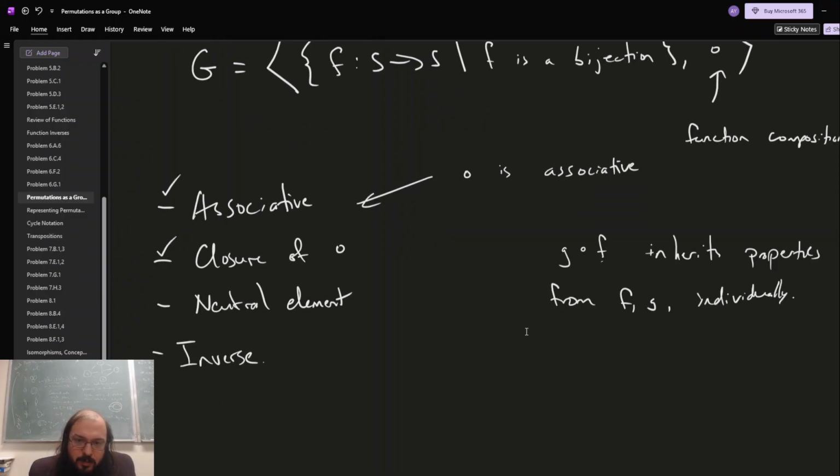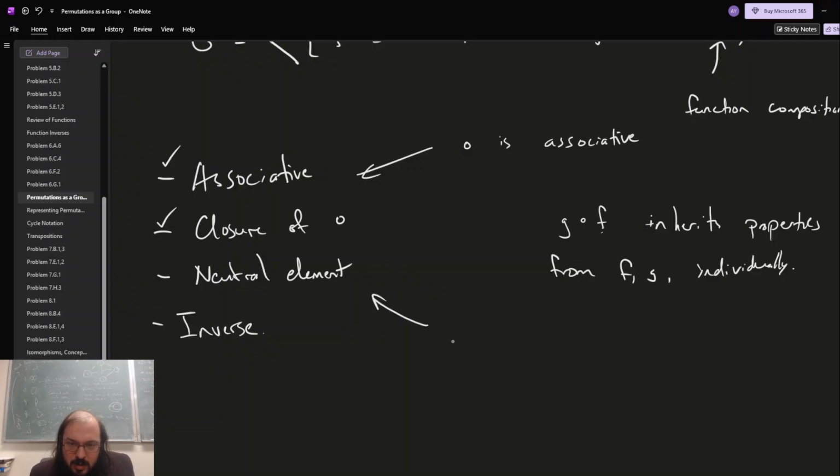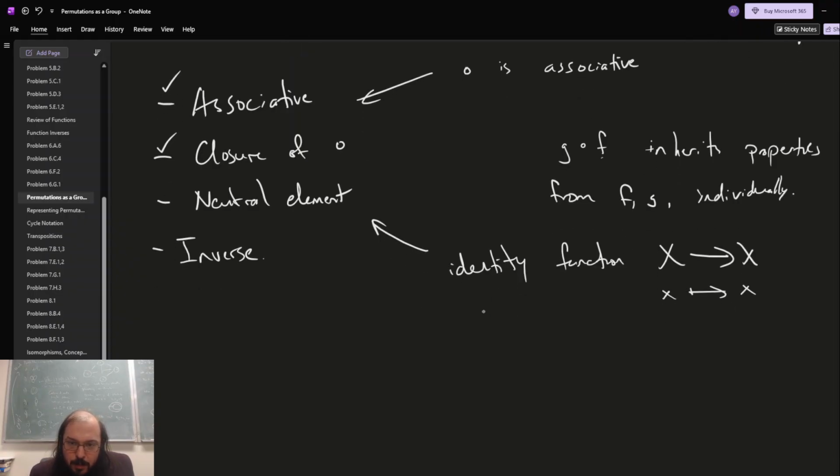For the neutral element, it is the identity function from X to X. In other words, for every element little x, it sends it to itself. And people usually denote this by either the letter I or maybe E. Sometimes you see this with the number 1. It doesn't really matter how we notate it. In Pinter, they use this epsilon-looking symbol. We could use that notation.